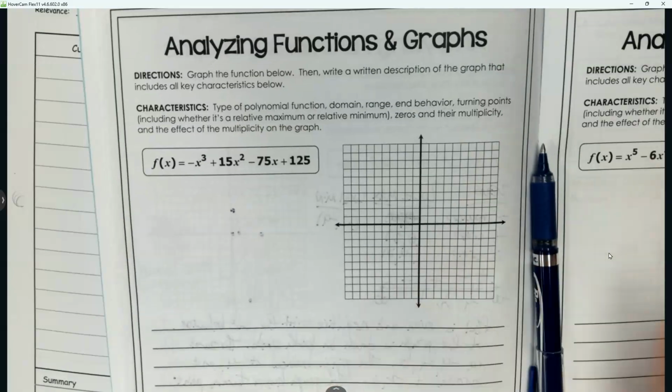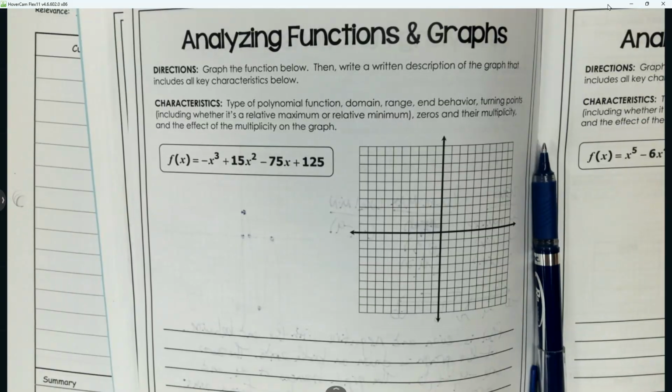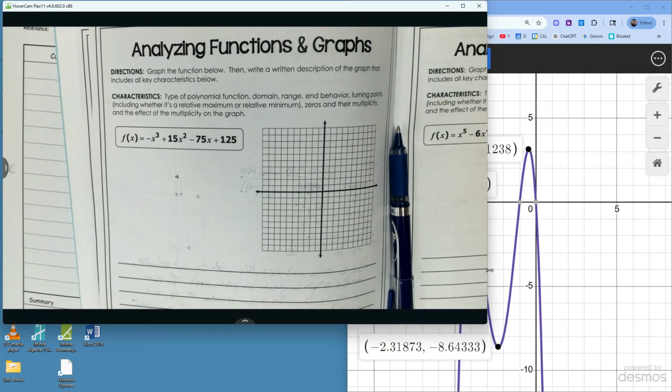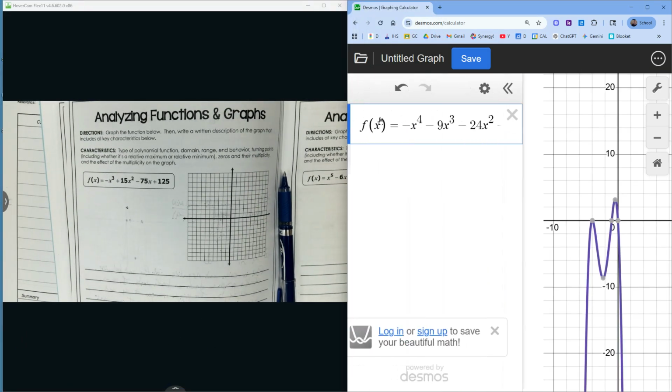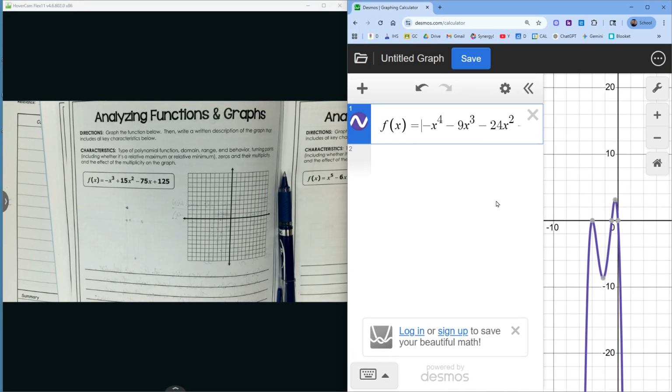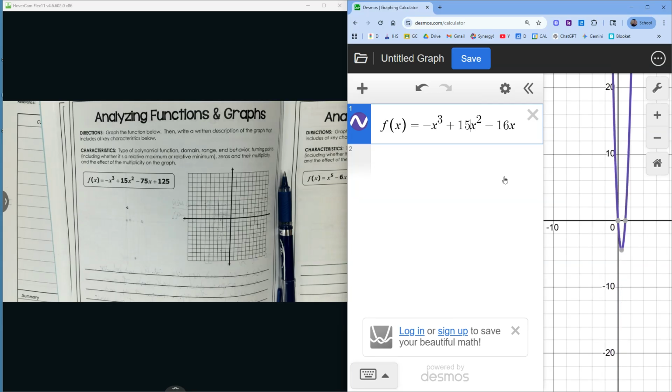All right, we're going to do 2 more of these. All right, let me minimize this. All right, so we have negative x cubed plus 15x squared minus 75x plus 125.